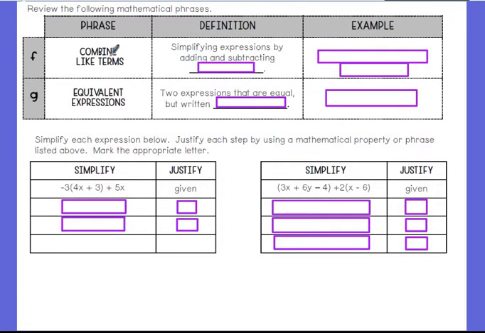Okay, reviewing what combining like terms means. When you're simplifying expressions by adding and subtracting like terms, it means they have the same last name, same variables, or they're both constants. For our example, I have 4x minus 2x plus 3y minus 6y plus 7 plus 3.